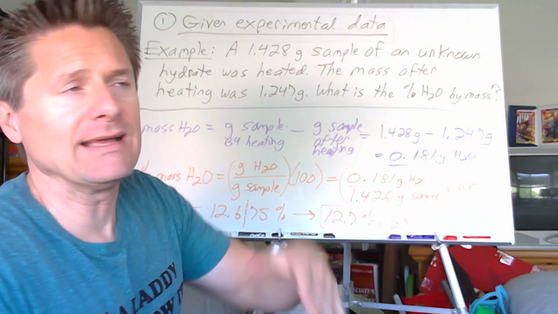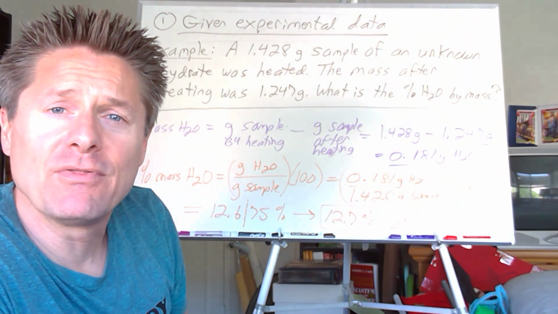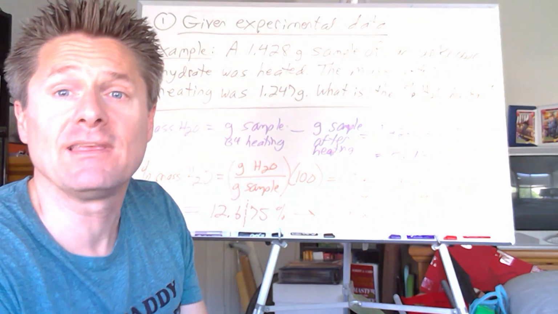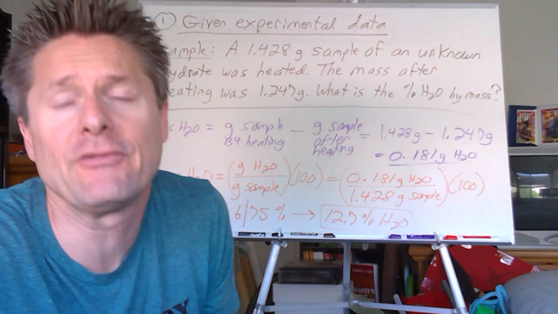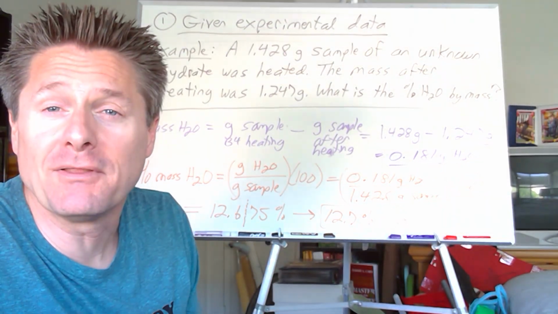Maybe we have a list. We can look up a table of different types of hydrated species with known percent by masses of water. We can kind of narrow that down to a couple species. We might have to do more experiments to really get the true identity. Not too bad. You'll be doing something very similar to this in lab.